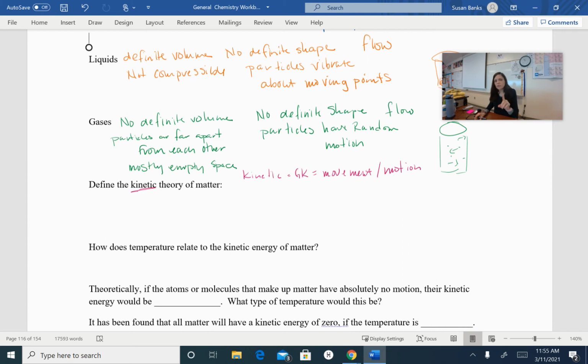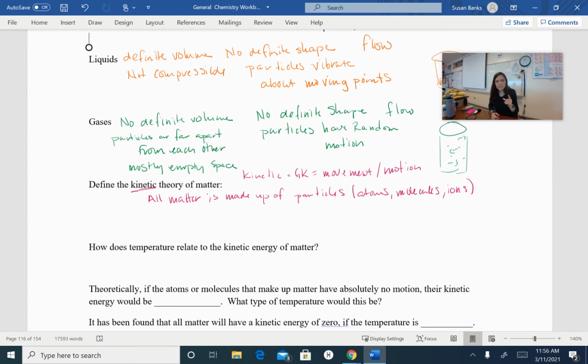Okay, the first main assumption of the kinetic molecular theory is that all matter is made up of particles. Now, those particles could be atoms, they can be molecules, or they can be ions. So all matter is made up of atoms, molecules, or ions that we can think of as individual particles.